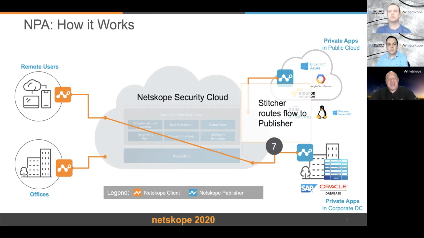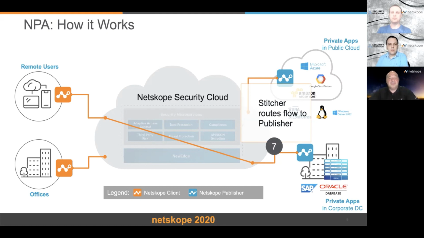So you don't have to provide any inbound connectivity into the customer environment, whether it's the data center, whether it's the VPC and AWS, etc. All the Publisher needs is ability to connect outbound to Netskope cloud. And then client connections are sent over that reverse tunnel to the applications via the publisher.